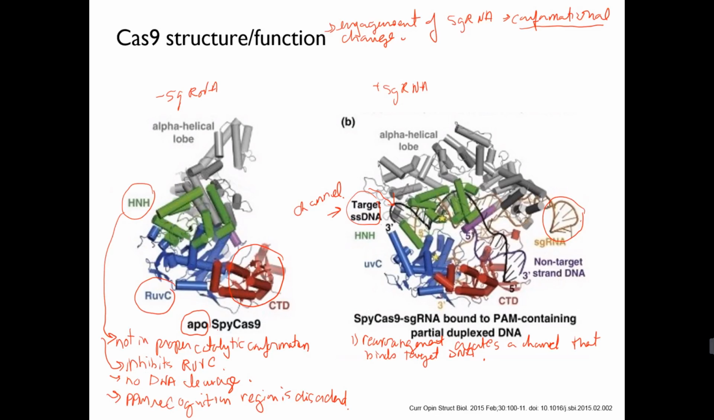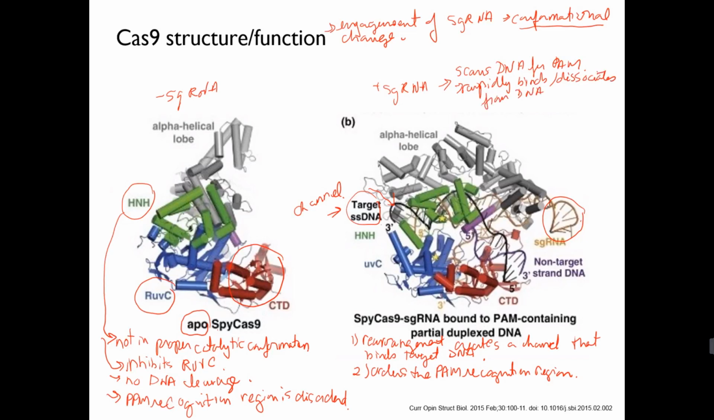The second thing it does is that it also orders the PAM recognition region. The initial binding of Cas9 to the guide allows it to now scan the DNA sequences for a PAM. This PAM scan is a very dynamic state, so it rapidly binds and dissociates from DNA.